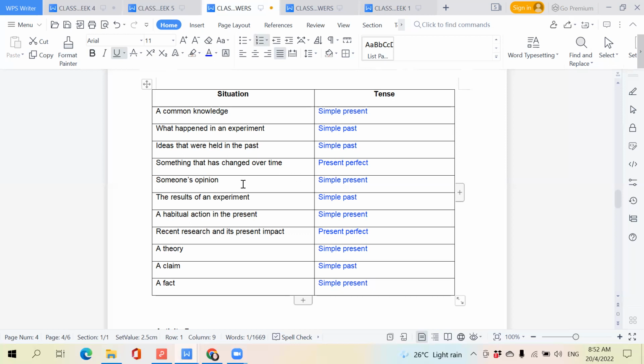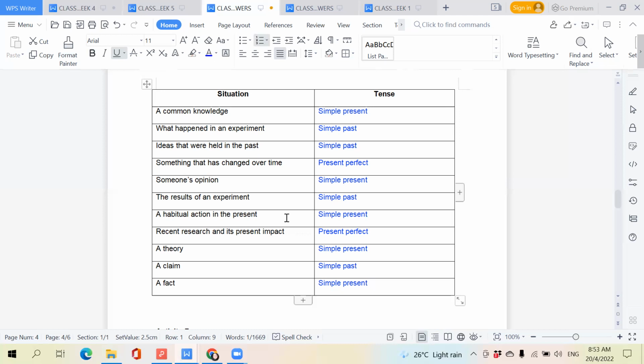Okay? Alright, next. The results of an experiment, same thing. Okay, you must have conducted the experiment already to have gotten the results. So that means this is something that has been done. This is something that has been completed. Therefore, you need to use simple past tense. That's it. Okay, next, habitual action in the present.